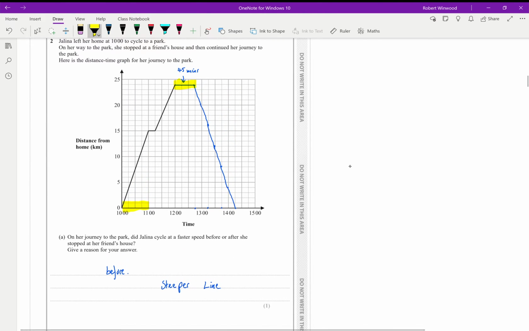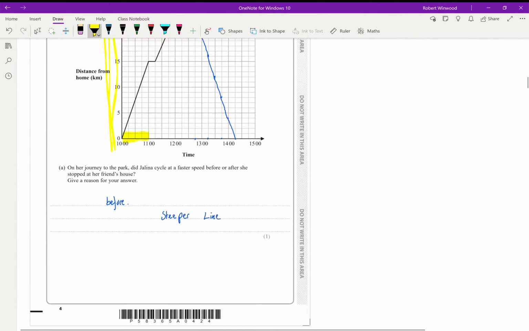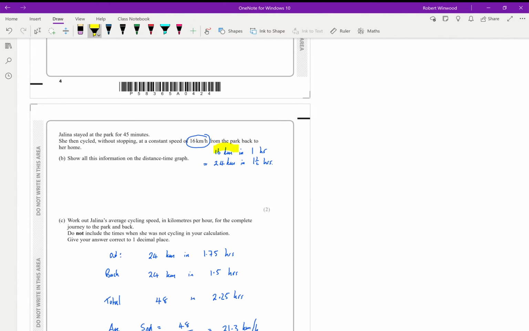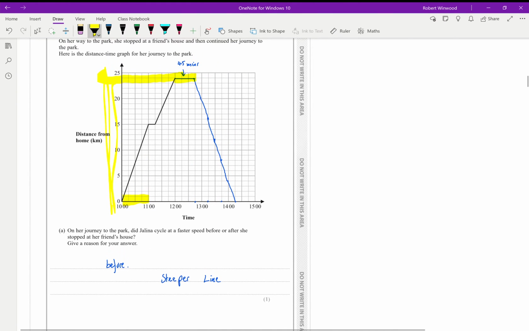And I can see from the graph that the park is 24 kilometers away from her home. So if I'm traveling at 16 kilometers an hour, 16 kilometers in 1 hour means I'm going to do 24 kilometers in 1.5 hours. It's going to take me 1.5 hours to get home, and 1.5 hours, if each little square is 15 minutes, is going to be 6 little squares, so she's going to be home then. So join them up with a straight line because she's travelling at a constant speed.